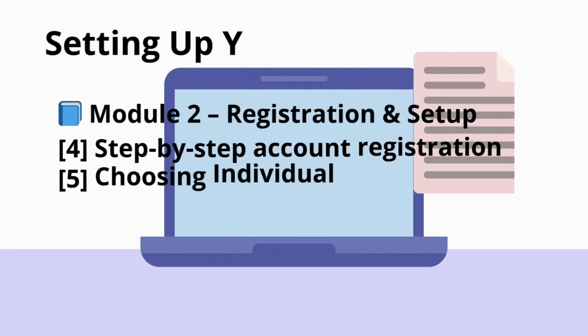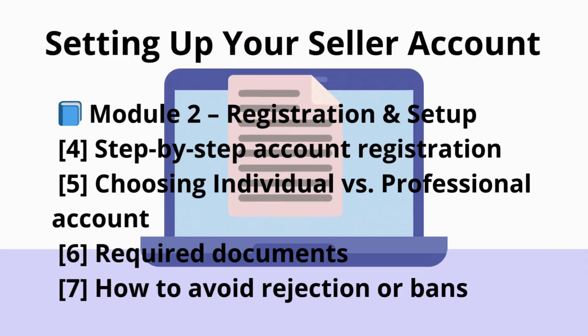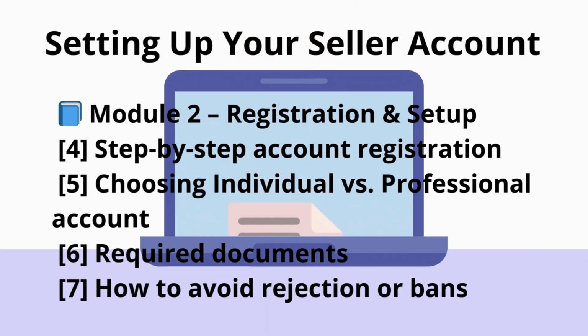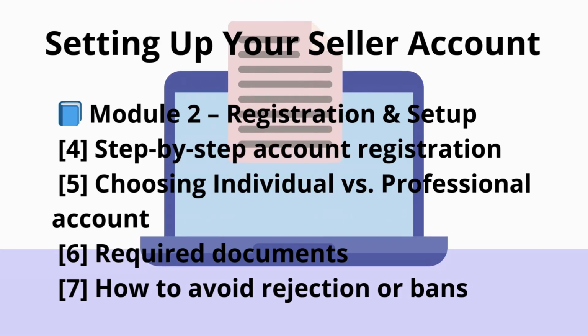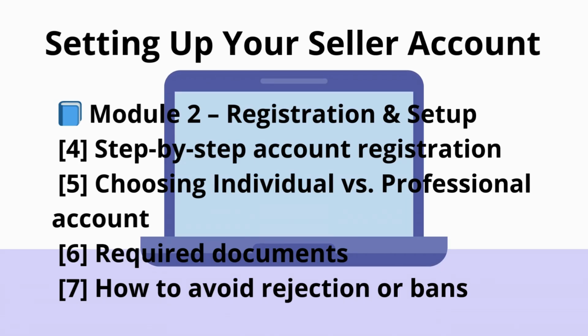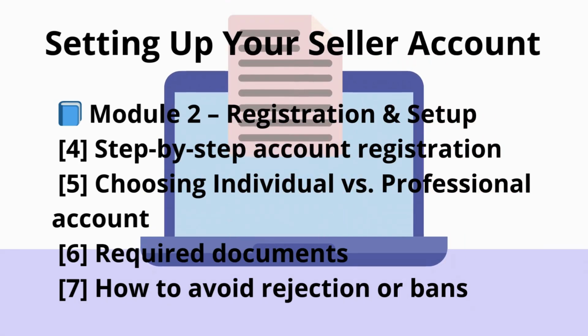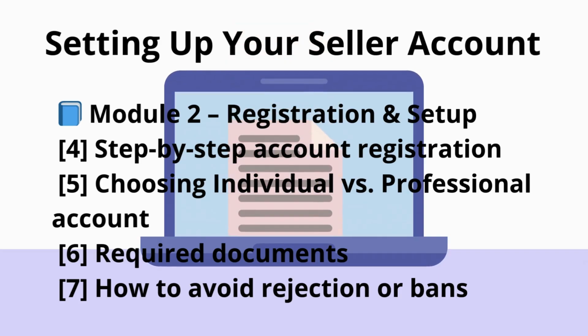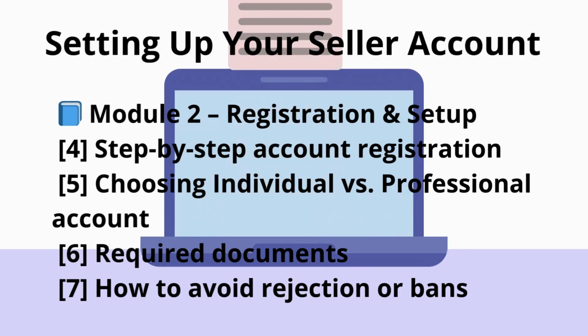Module 2. Registration and Setup. 4. Step-by-step account registration. 5. Choosing individual versus professional account. 6. Required documents. 7. How to avoid rejection or bans. Next, you'll learn how to properly set up your Amazon seller account and avoid common mistakes that can lead to rejections or bans.